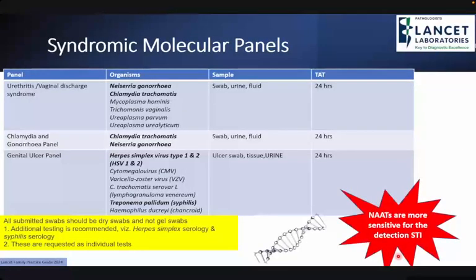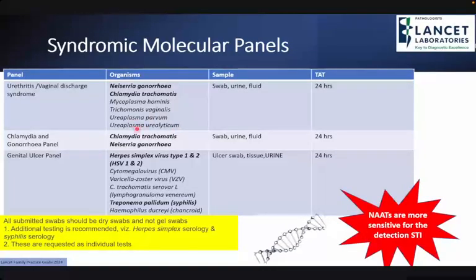So which panels do we have in private? In private, we have multiple panels. We have a vaginal discharge syndrome panel, and this tests for urethritis as well. So it's a multiplex panel. We're able to detect Neisseria gonorrhoeae, Chlamydia trachomatis, Mycoplasma hominis, Mycoplasma genitalium, Trichomonas vaginalis, Ureaplasma parvum, Ureaplasma urealyticum.